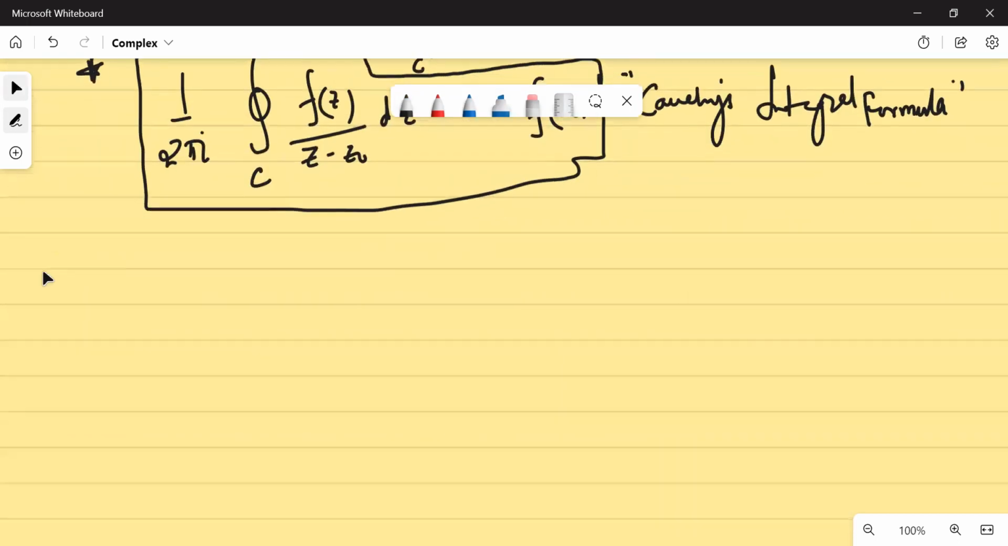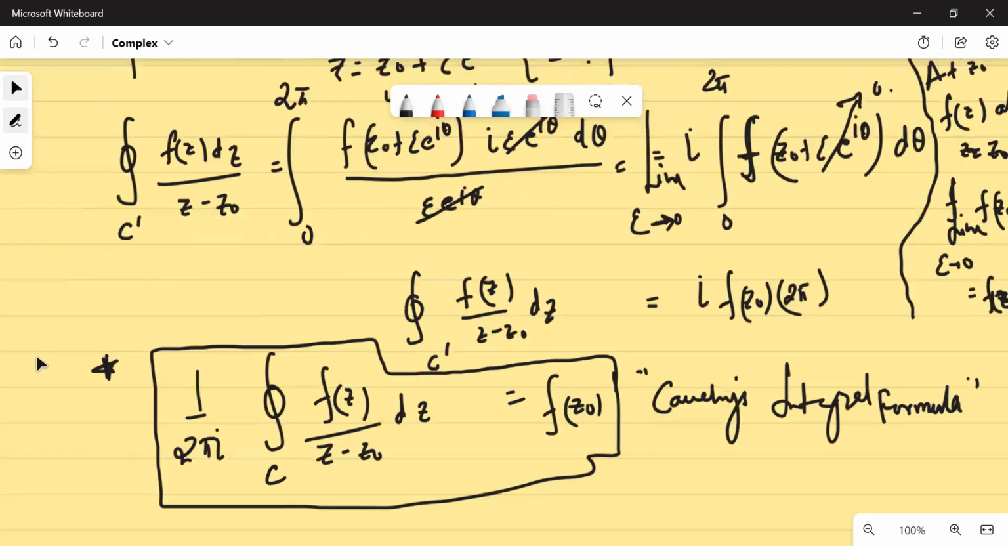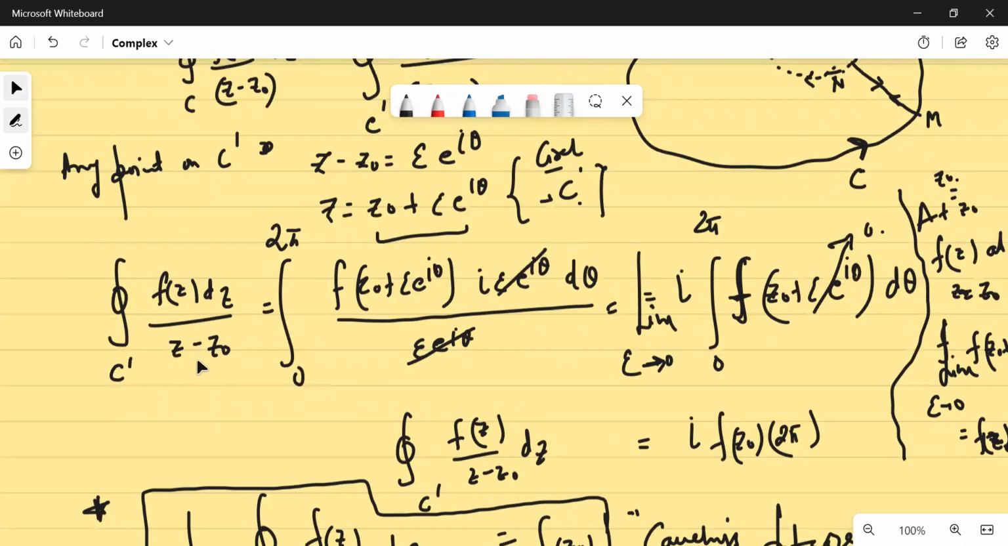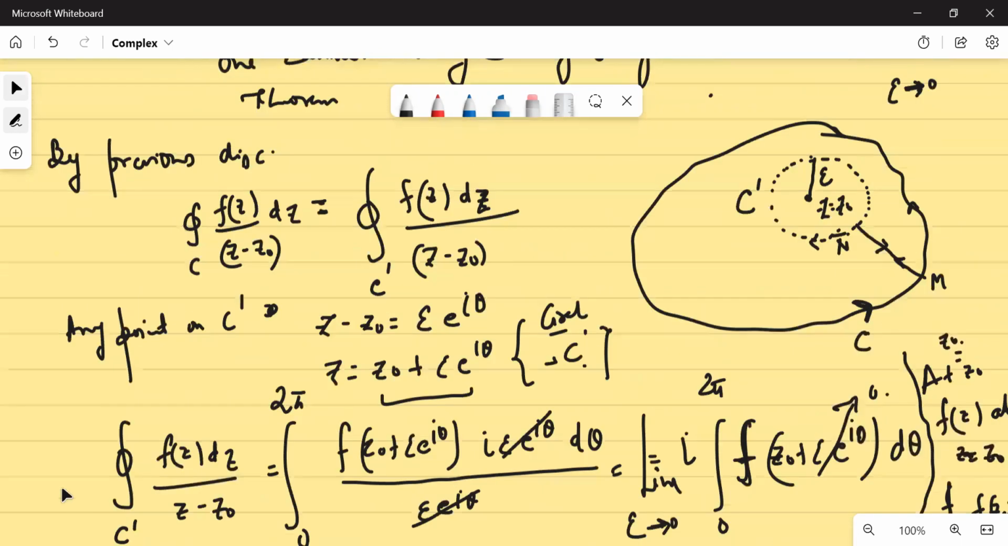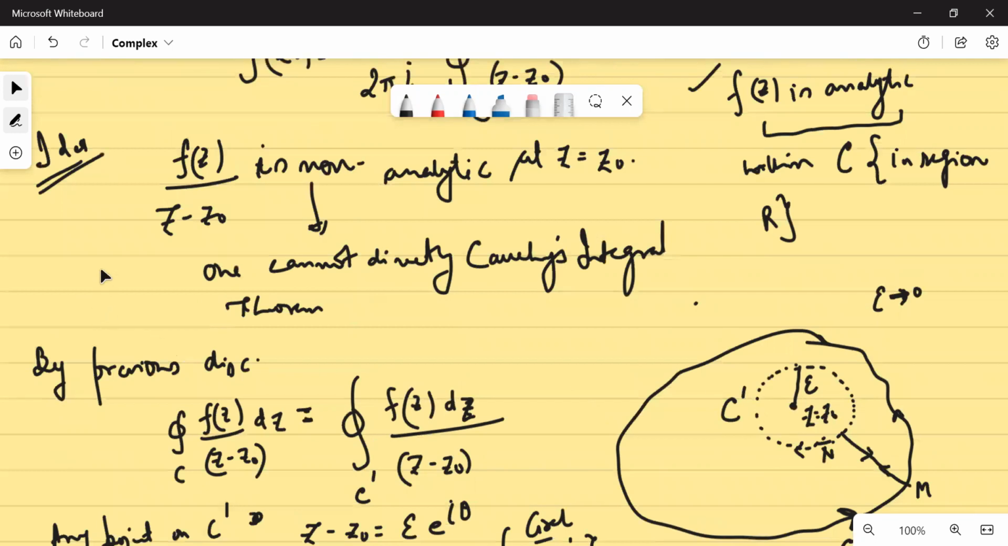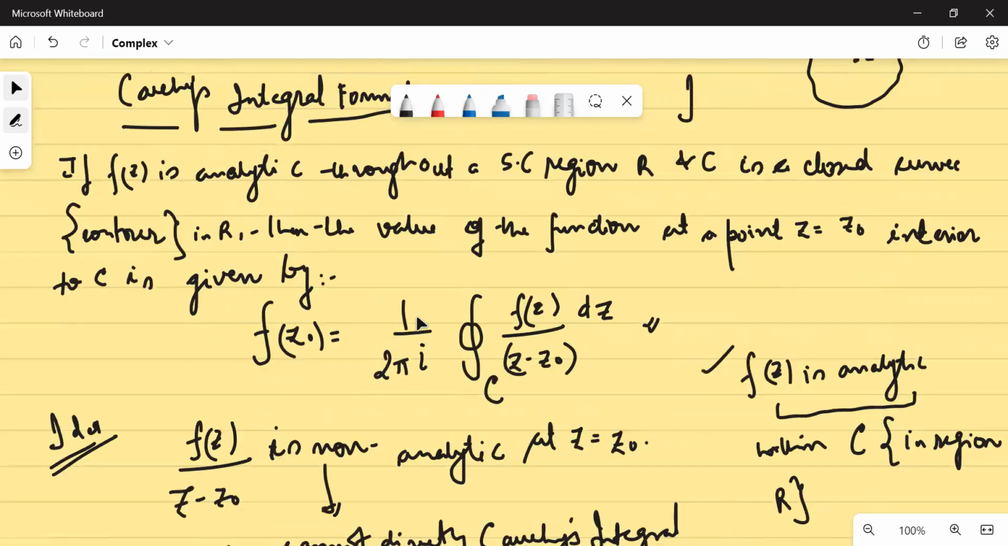Z naught is a singularity, right, sir? Z naught is a singularity for f(z) upon z minus z naught. Understand my point, z naught is not a singularity for f(z). I've already written that in closed curve C, f(z) is analytic. However, f(z) upon z minus z naught has a singularity there. So I'm trying to prove that f(z naught) is equal to 1 upon 2 pi iota times the integral of f(z) upon z minus z naught dz over that closed contour C.